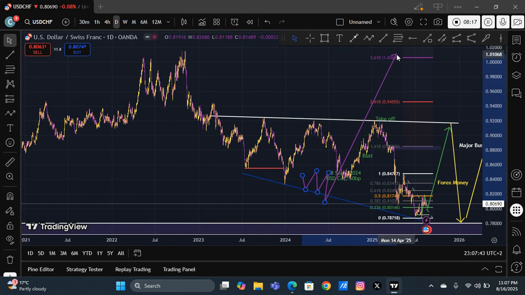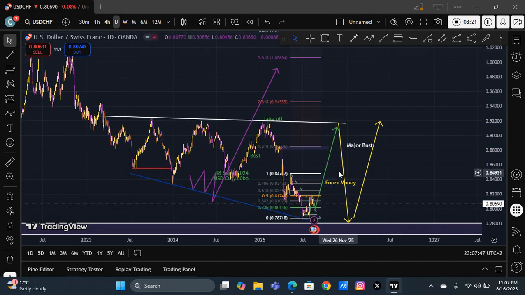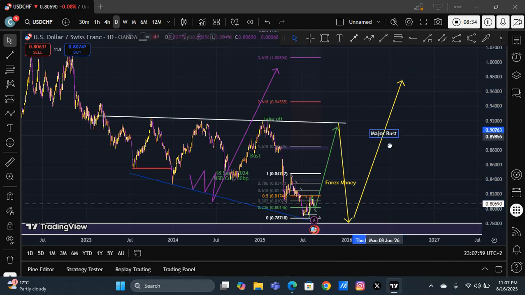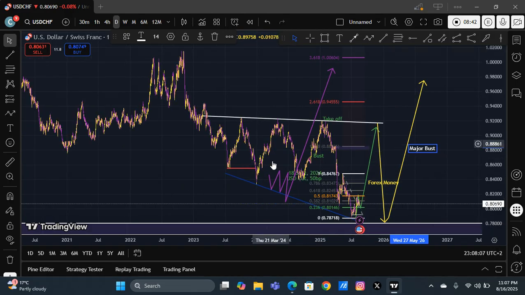But for now, because of the sanctions, we're not going to have this. This part that I'm holding is this part here, because we're talking about the market repositioning itself for the sell next month. So here, this major bust that I'm talking about will be happening after the reposition, after the market has sold.